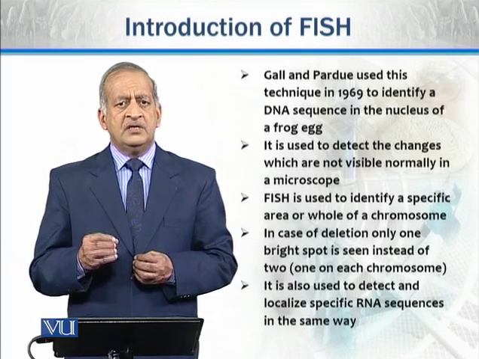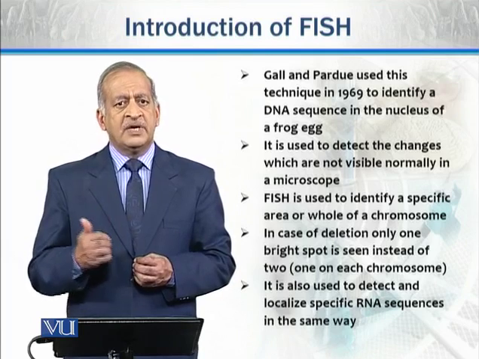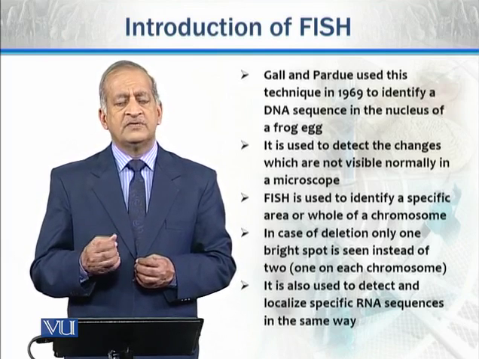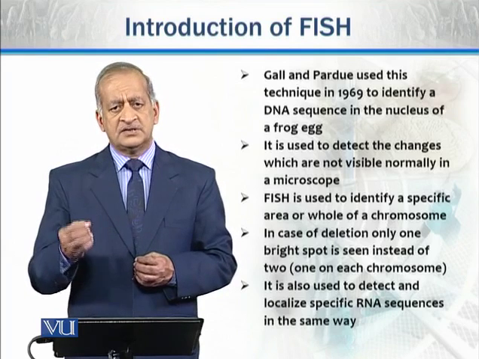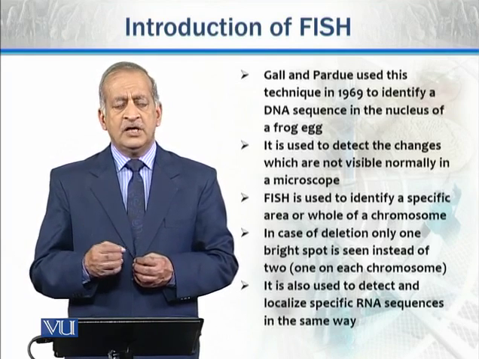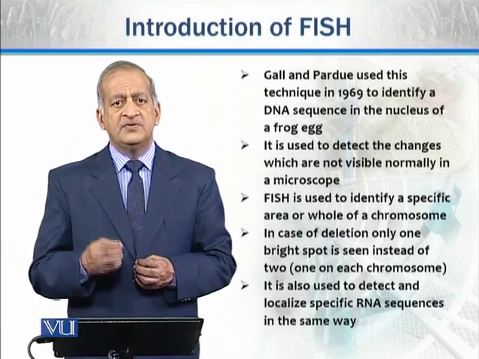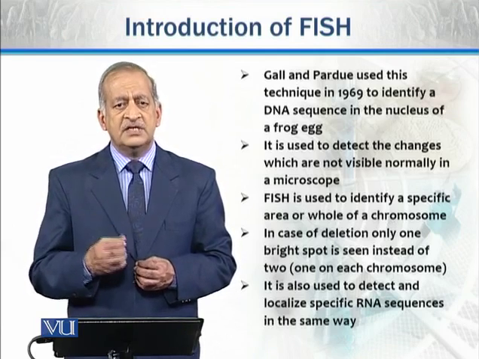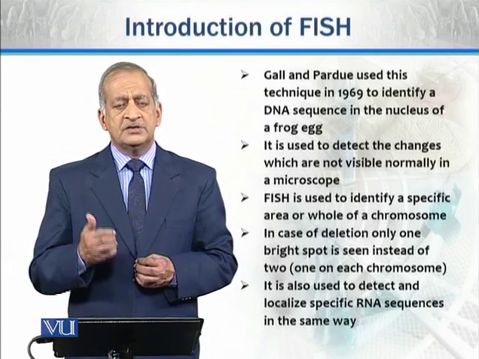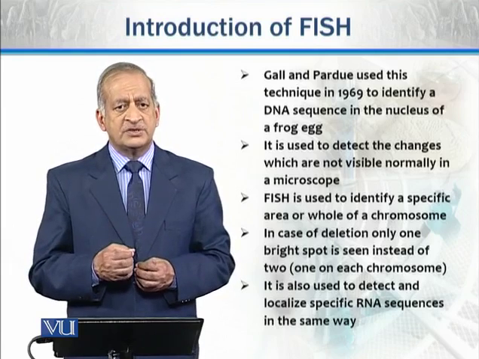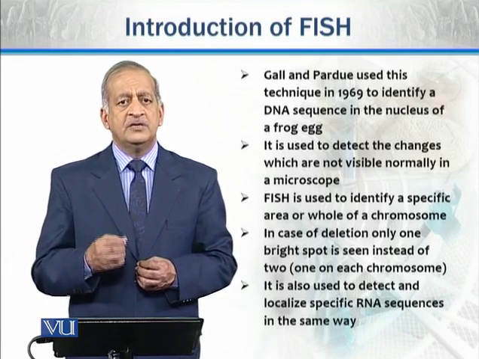We know when we see the cell in a microscope, we only see the bigger components, the larger components of the cells, for example, nucleus, cytoplasm, other changes. But we cannot see the sequence of the nucleotides. We cannot see the presence of the genes in the chromosomes. So that's why without this technique, it is not possible to locate or to identify those genes.